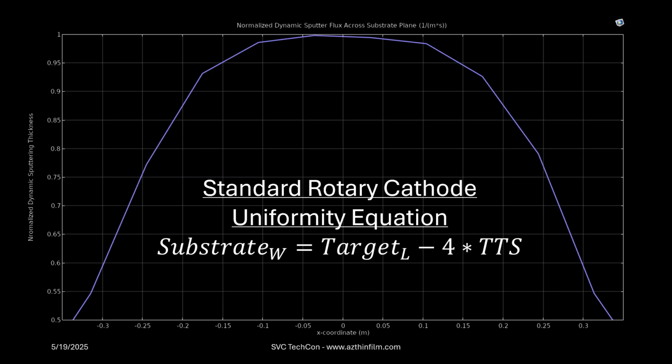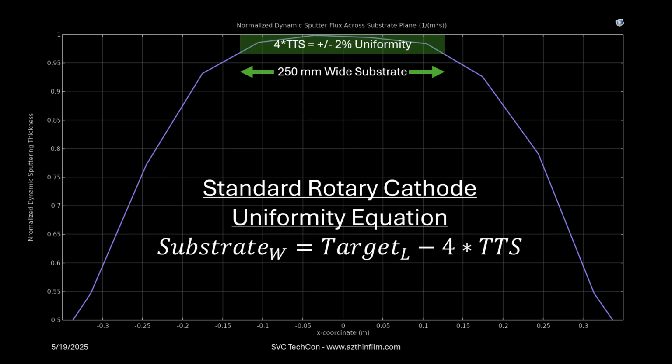So we need to identify the correct area for our substrate to get the uniformity that we're looking for. The standard uniformity that most everybody is looking for is plus or minus 2%. To calculate that, you typically use the substrate width as the target length minus 4 times the target to substrate distance, which in this case is 100 millimeters times 4, which is 400, minus the 650. That gives us 2% uniformity within that 250 millimeter wide substrate zone.